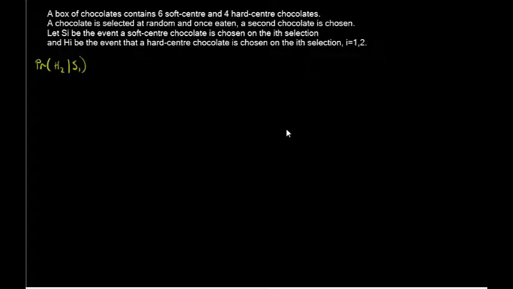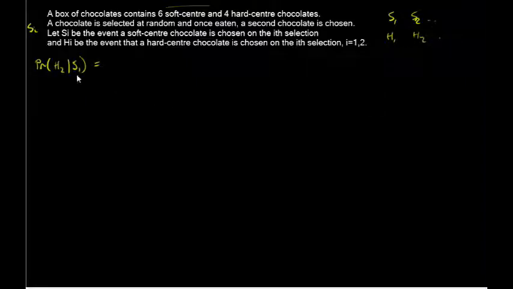So last example, we're looking at example 7. We've got a box of chocolates containing 6 soft center and 4 hard center chocolates. We're choosing one out of the box and it will be eaten, and then we'll choose another one afterwards. So let S_i be the event of a soft center chocolate chosen on the ith selection. So on the first selection, we would have S1. On the second would be S2, etc. And same thing for H. So H1 would be the first selection, H2 second selection, and so forth.